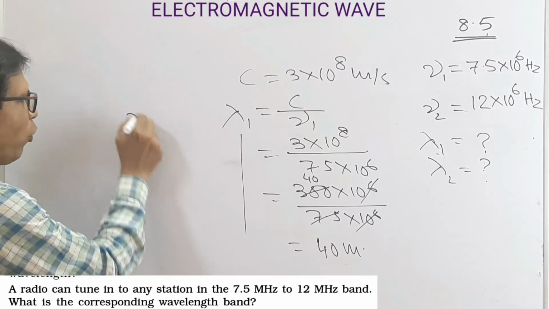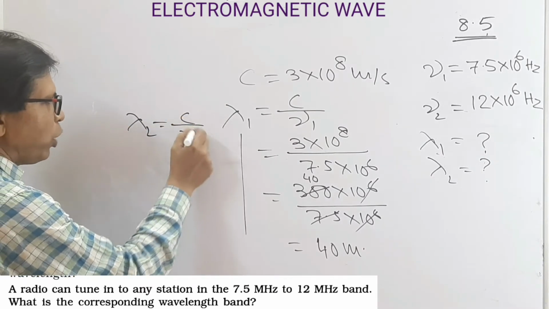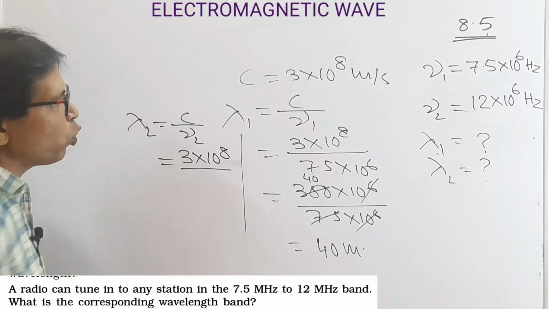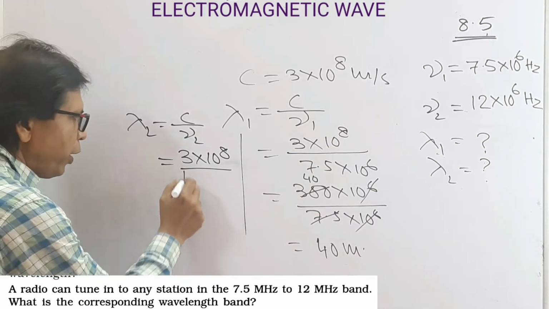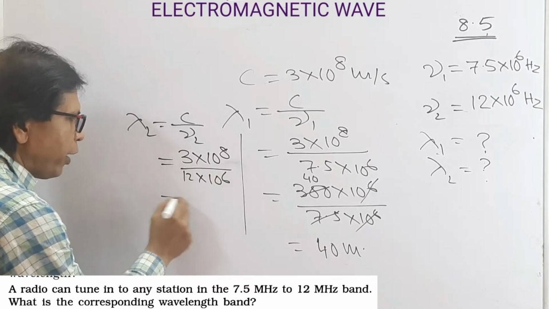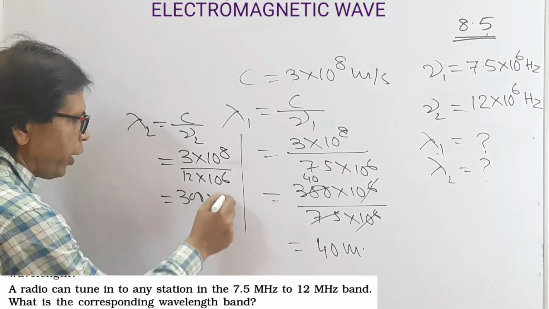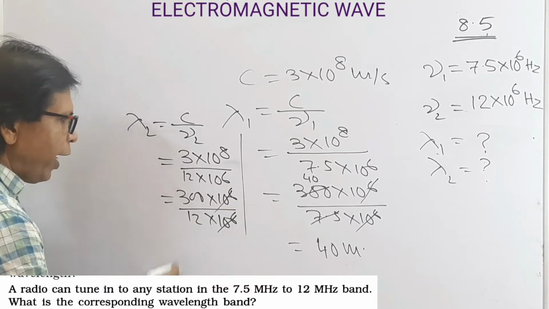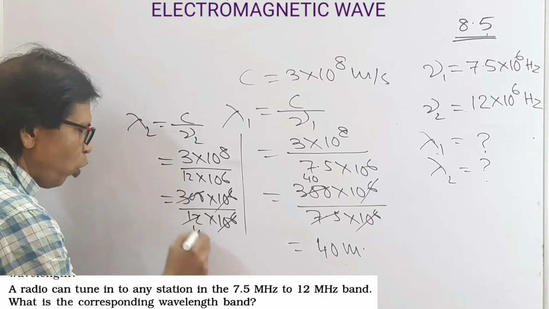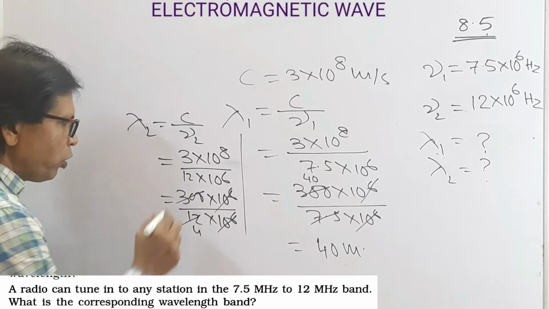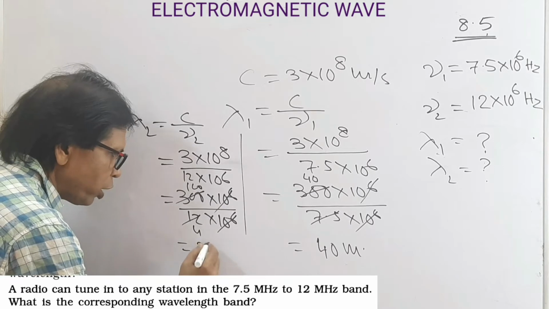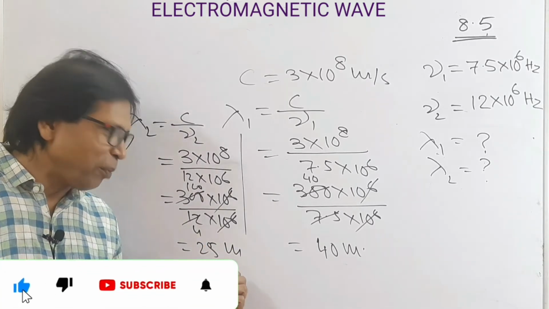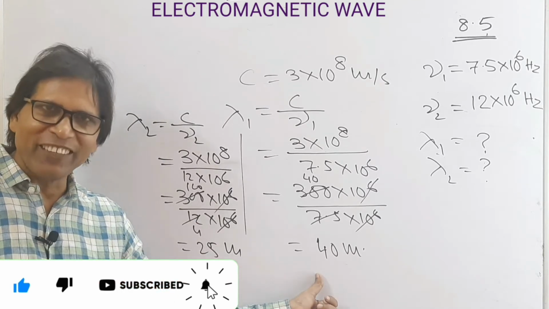Now lambda 2 equals c by nu 2. So c is 3 into 10 to the power 8 and nu 2 equals 12 into 10 to the power 6. Now this is 300 into 10 to the power 6 by 12 into 10 to the power 6. Cancel out. And now this is 4 into 100 divided by 4, so this is 25 meter. So the wavelength band is from 25 meter to 40 meter.